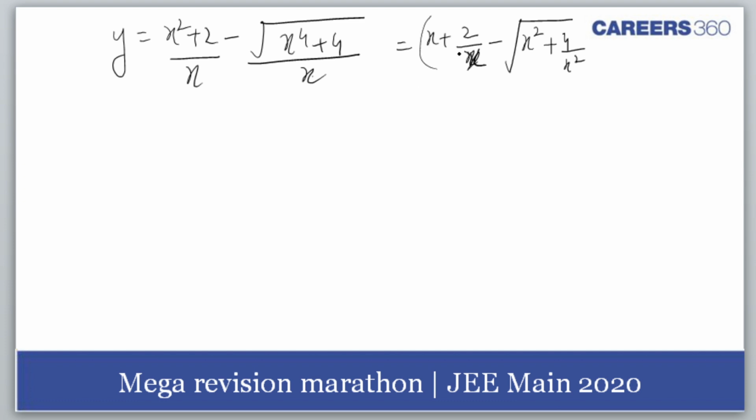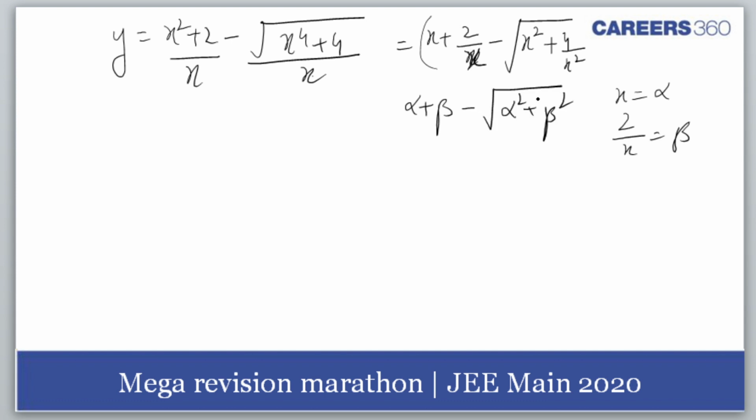We consider this as, let's say, x is alpha and 2 by x is beta. So what is written here? Here it is alpha plus beta. Here it is alpha square plus beta square. I want to find out the value of this maximum. Right? When do I get maximum? Now, listen.